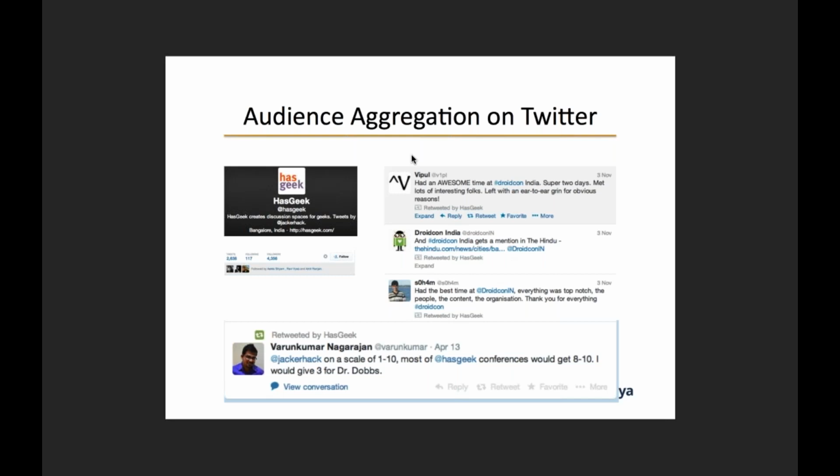This is an example of audience aggregation on Twitter. HasGeek, I'm not sure how many of you have heard of it. This is a platform which runs a lot of hackathons. It's a cool startup which is based in India, and it runs a lot of hackathons all across the country. And this is an example of how they use audience aggregation on Twitter.